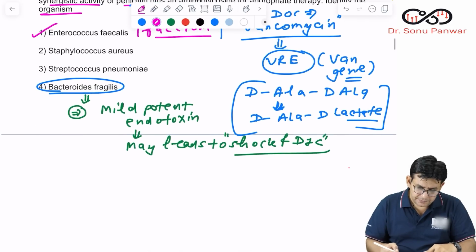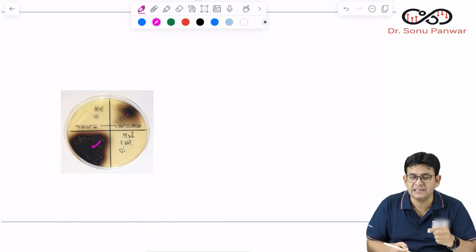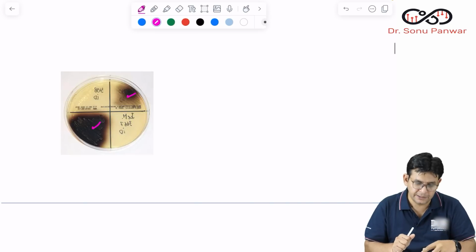Now coming to the picture, this is bile esculin agar on which it produces black colored colonies. When you do the Gram staining of it, it produces a spectacle like appearance, and they are violet colored because this is Gram staining. Is it fine, guys?